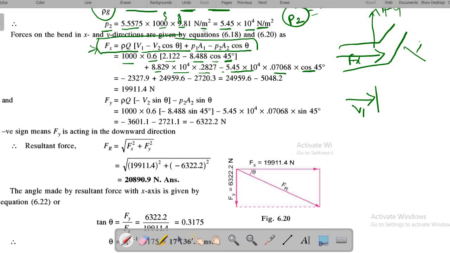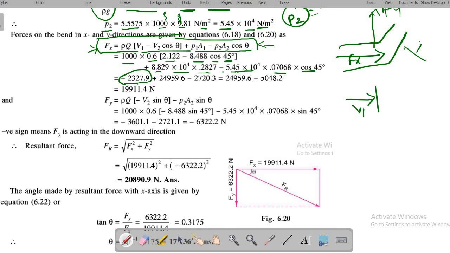Just we are substituting in this equation p1 a1, p2 a2, v1 v2 and rho q value as well as theta value. So upon substitution you do calculate. So 1000 into 0.6 into 2.122 minus 8.488 cos 45. We will get it as minus 2327.9. So don't worry about this minus or plus sign. You write as it is sign what you are getting. That is dependent on this theta value. So you need not to change anything. You write as it is value what you are getting in the calculation.